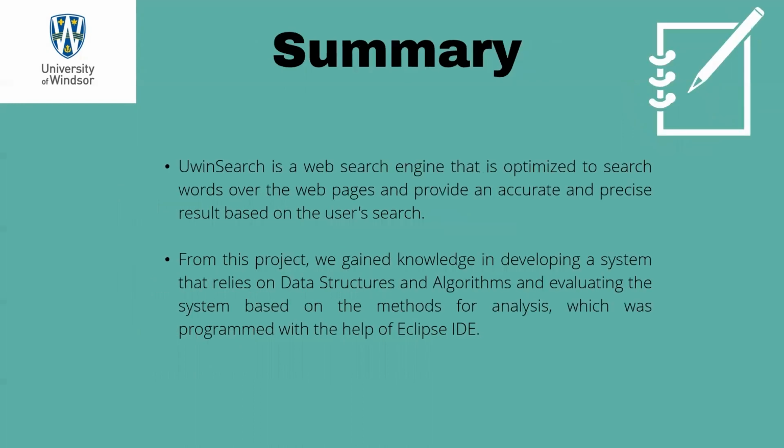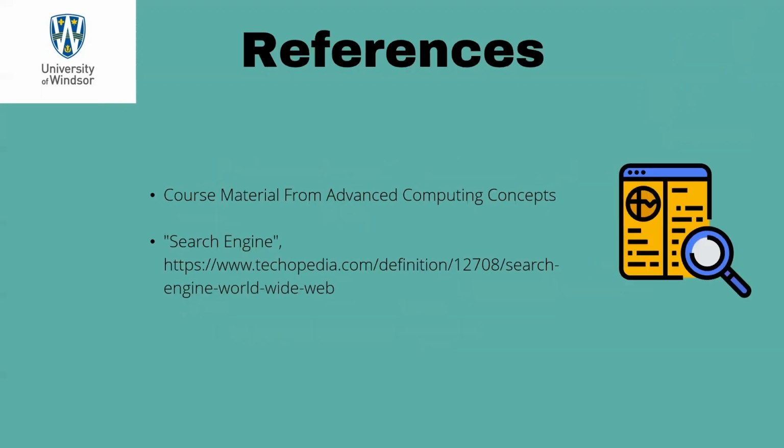Moving on to the summary, what we have built is a UwinSearch engine that is optimized to search words over the web pages and provide an accurate and precise result based on the user's search. From this project, we gained knowledge in developing a system that relies on data structures and algorithms and evaluating the system based on the methods for analysis, which was programmed with the help of Eclipse development. The references we used are the course material from the Advanced Computing Concepts course that we learned during our class and our labs, and we used Google to search for basic definitions of terms.